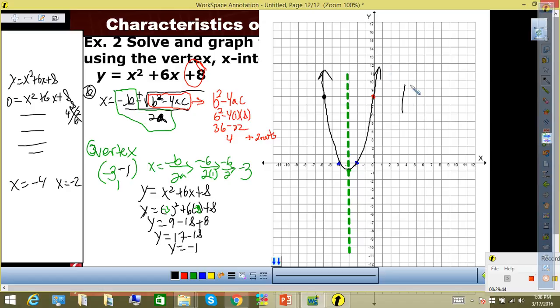Good. Home plate for tonight is found on page 617, evens. And you're going to do this exact process. Even though it doesn't say it there, I want you to use this process for those 5 problems.